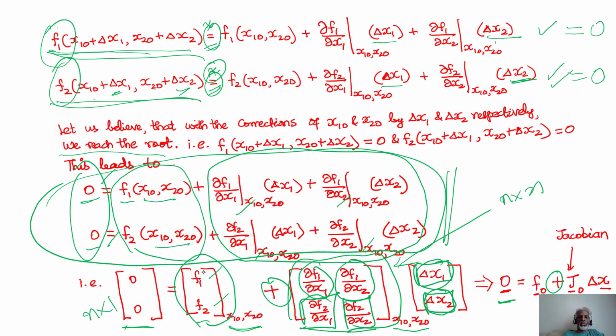F1, F2, right? So here this F function will be n by 1. So the 0 vector is n by 1. This F function will be n by 1. And this J naught is n by n. And delta x is going to be n by 1, because we are going to look at corrections for all the unknown x values. So in this case, delta x contains delta x1, delta x2, because n is equal to 2. In a general problem, delta x will be an n element vector, delta x1, delta x2, delta x3, all the way till delta xn. So I hope this equation makes sense.